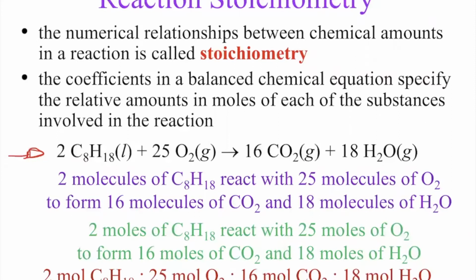However, we can also read it in terms of moles, which are the terms that we're going to be using more often. We can say that we have 2 moles of octane reacting with 25 moles of oxygen, and this will yield, or this will form, 16 moles of carbon dioxide and 18 moles of water. So the ratio will be 2 to 25 to 16 to 18.